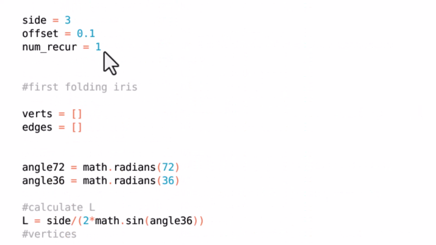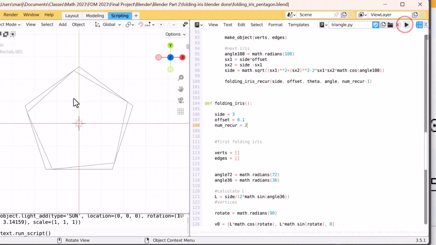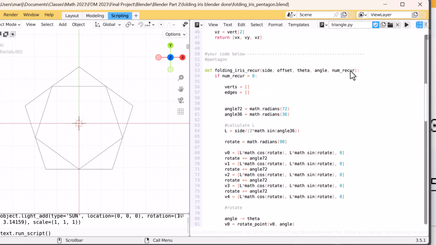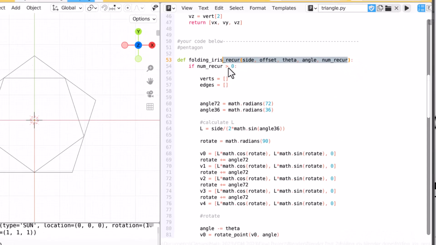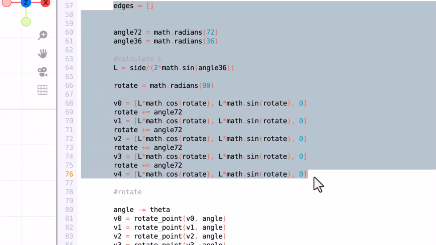I'm just going to do one recursion right now. I'm going to go 0.2, and I'm going to do one recursion. There, see? Let me make it 0.5 just to get some difference here. So there it is, 0.5. So here's the recursive function. You're getting all this information. You don't have to touch anything here. And this is the same as before, so we just make the pentagon.